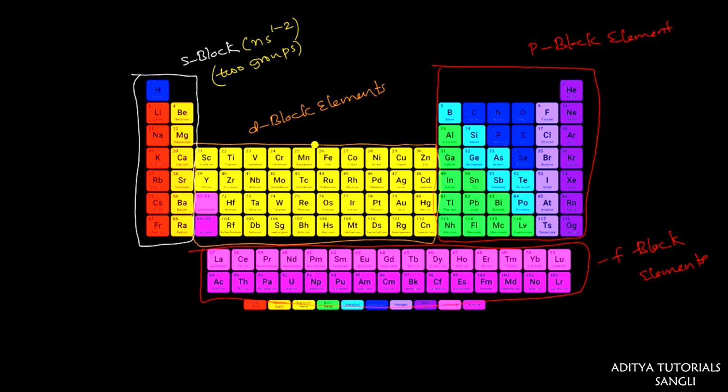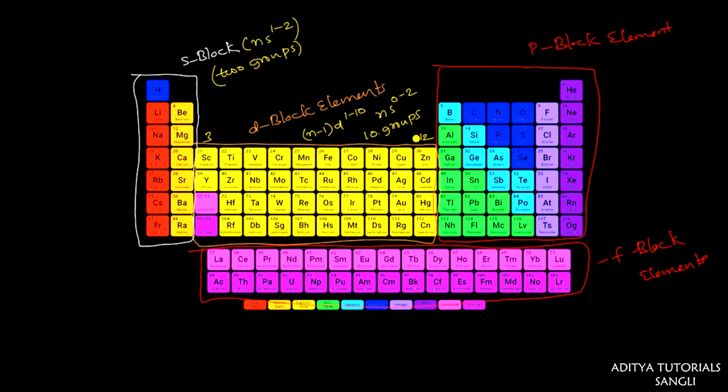Now come to the D orbital. The general electronic configuration for the D block we can write as (n-1)d1 to 10, ns0 to 2. This is the general electronic configuration, and the groups start with group number 3 and end with group number 12. There are a total of 10 groups, 3 to 12.